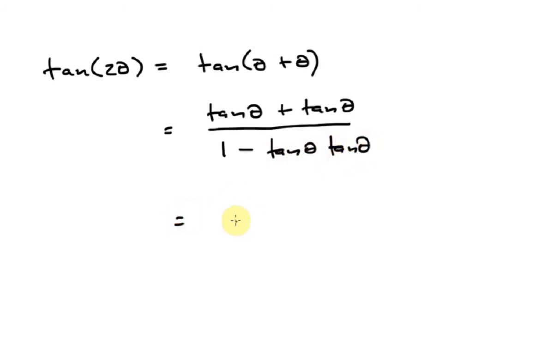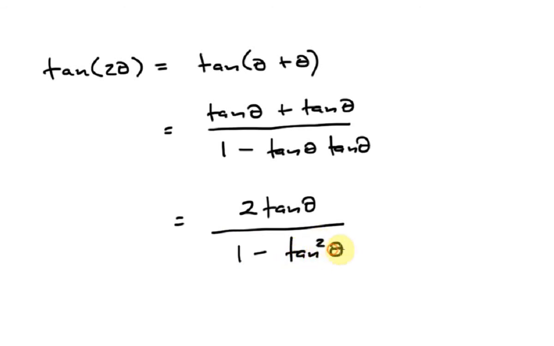So what does that finally look like? Well, you have 2 of these tan thetas on the top, and on the bottom you have 1 minus tan squared theta. And so that's the final identity. Right there, folks. Right there.